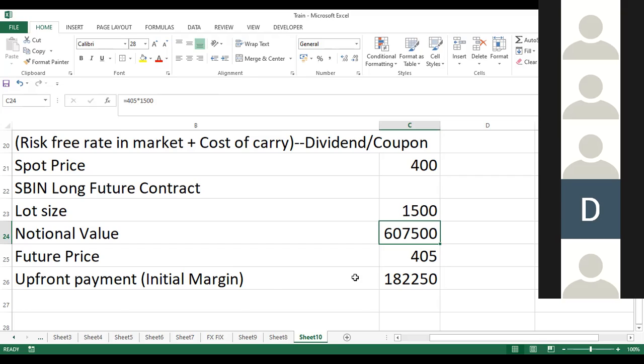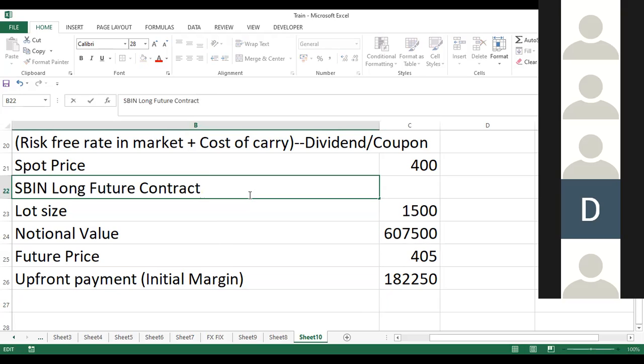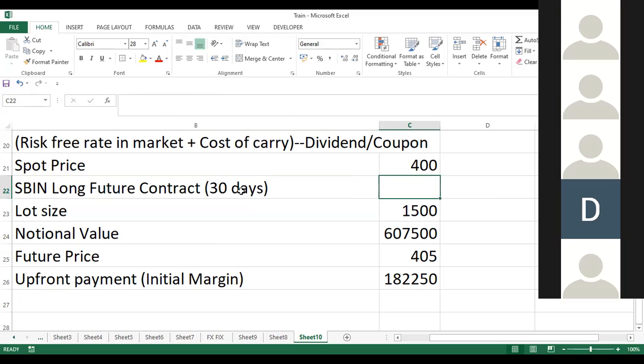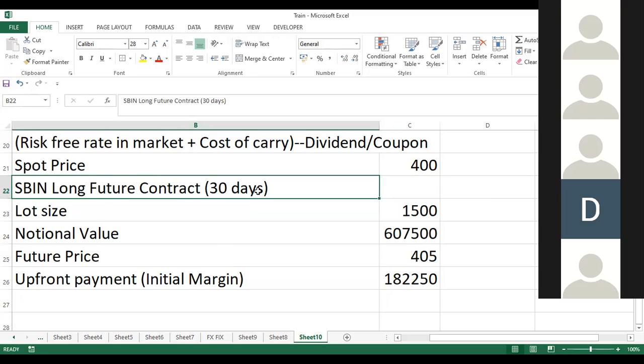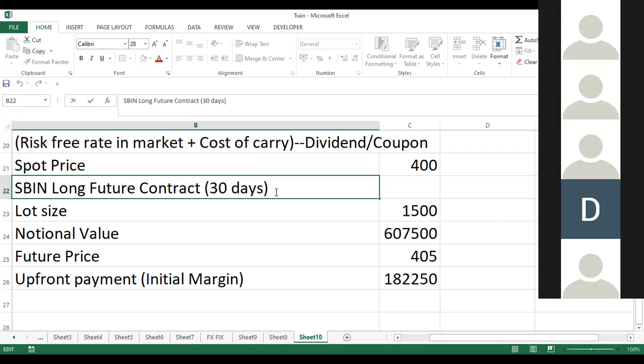Let me make this a 30-day contract; it can be 30 days, 60 days, or 90 days. When you pay this initial margin, I take a position today, and then comes the expiry. So I take it for June, June 24th, right? Settlement will happen on June 24th. Why June 24th?